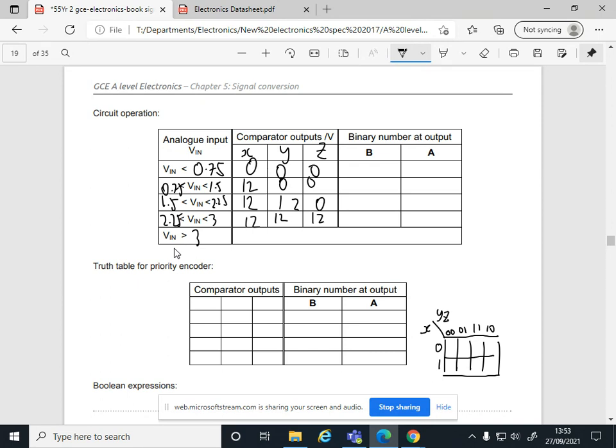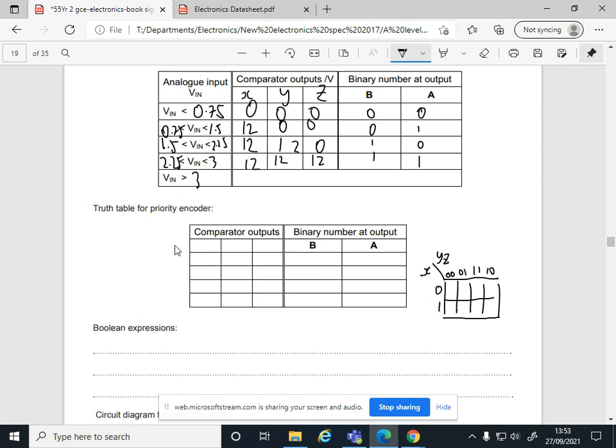Okay, and then obviously binary 0, 0, 1, 1, 0, 1, 0, 1. Take the truth table for the priority encoder. So the comparator outputs now have given us... sorry, that's my comparator outputs there, isn't it? Yep, sorry, that's my comparator outputs there. So I'm going to write them now as logic levels rather than 12 volts. So we've got nothing. We've got 1, 0, 0, we've got 1, 1, 0.